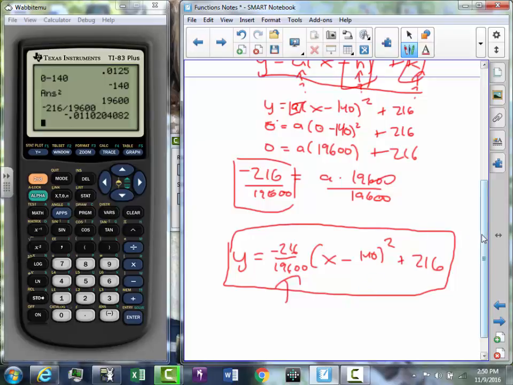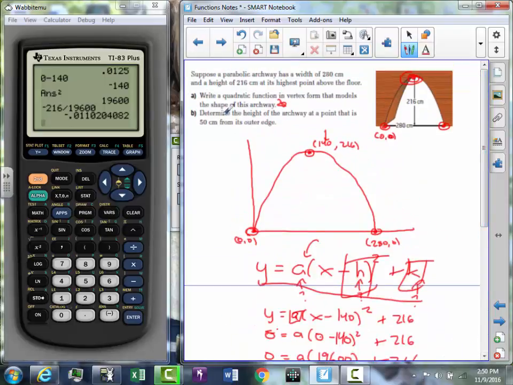Okay, last thing. I'm not actually going to solve this one here, but if I asked you to find the height of the archway at a point that's 50 centimeters from its outer edge, all you'd do is type that graph in your calculator and find the value when x is 50. That's a weird graph. Well, you'd have to change your window size to make it work. But essentially, once you get this in your graphing calculator, find when x is 50 to see what y is equal to.